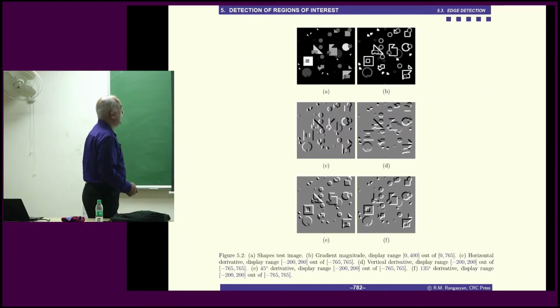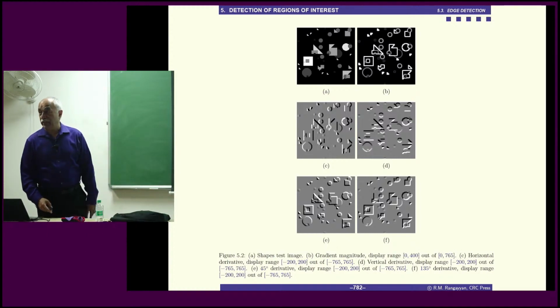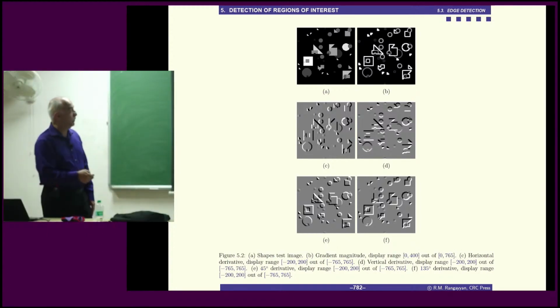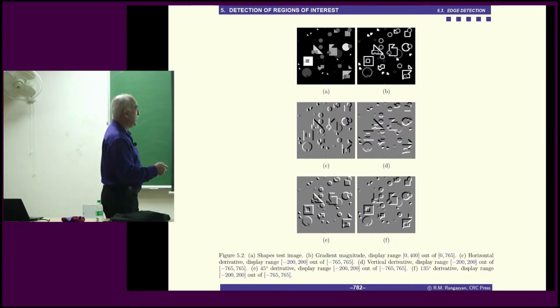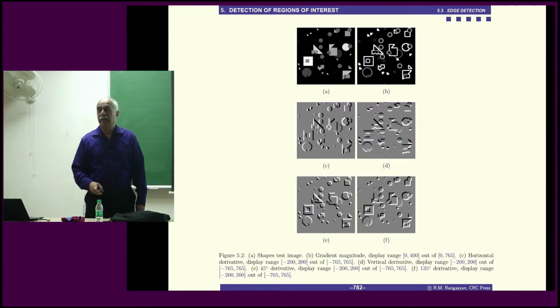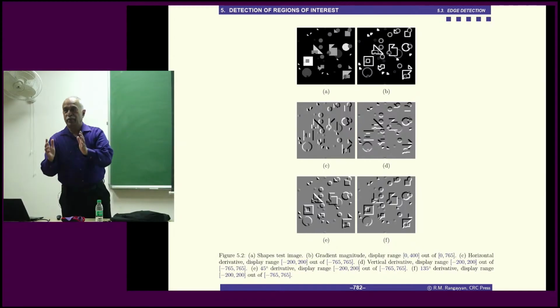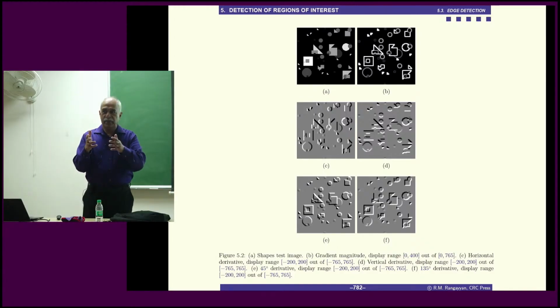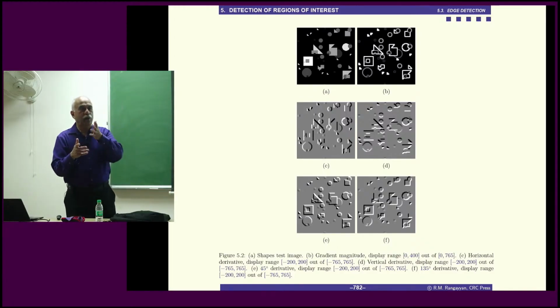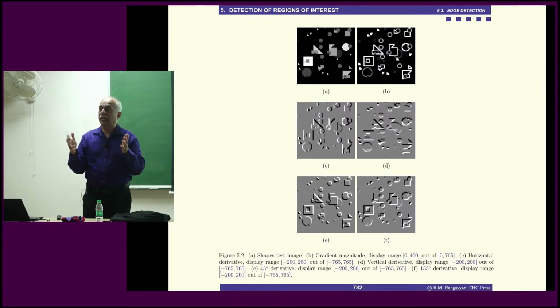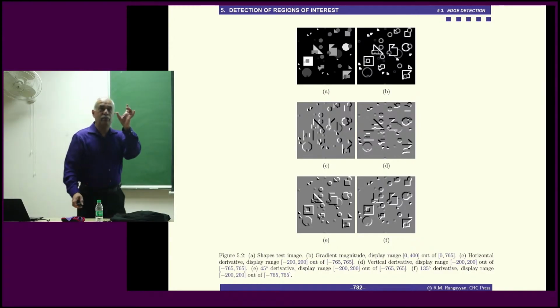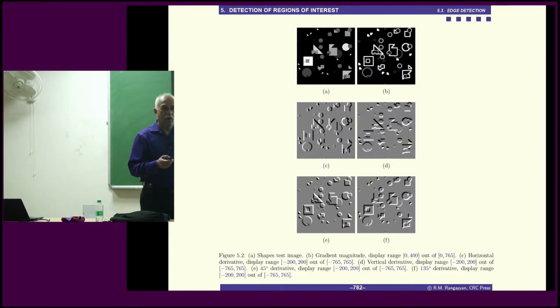So here are some examples. The shapes, one of the shapes test images. This is the gradient magnitude. Even the gradient magnitude could have a large dynamic range, more than the dynamic range of the input. Here I'm displaying 0 to 400 out of 0 to 765, mapped to 0 to 255 for the display. So when you process an image, the result could have, as I said, negative values or positive values, fine, but a larger dynamic range than the input. Then you have to compress it to 0 to 255 for display, or select a suitable range.